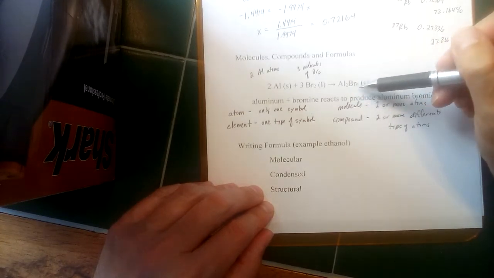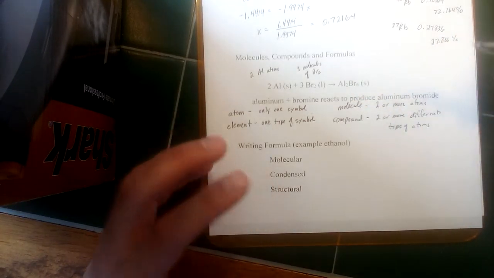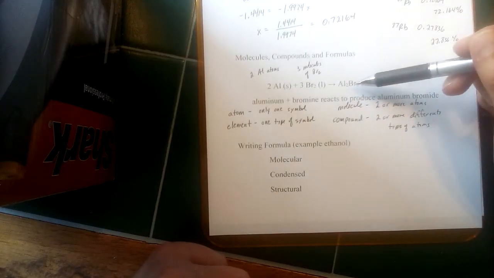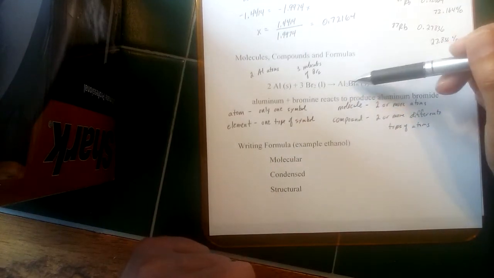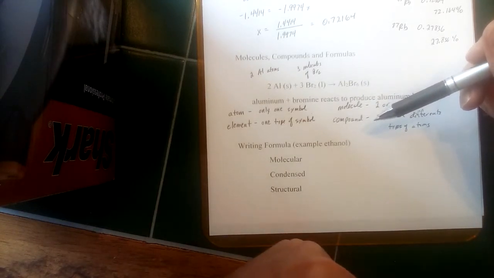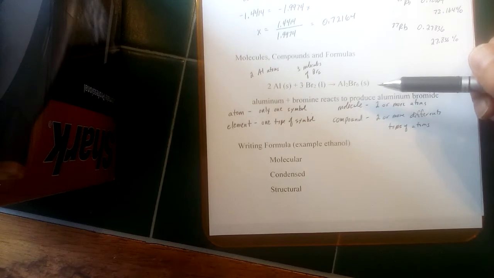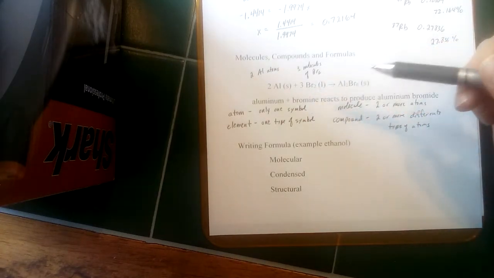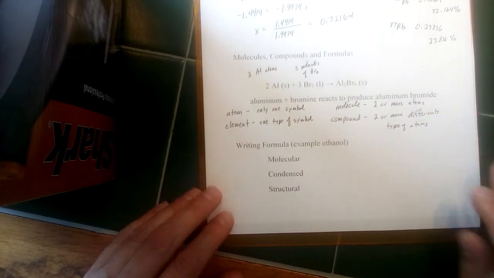There's 2 aluminum atoms and 6 bromine atoms. But together, all of those make up the compound aluminum bromide. Now, this also is a molecule. So molecules can be compounds. Compounds are always molecules, but sometimes a molecule wouldn't qualify as a compound, like bromine. This is not a compound. This is just the molecular form of bromine.